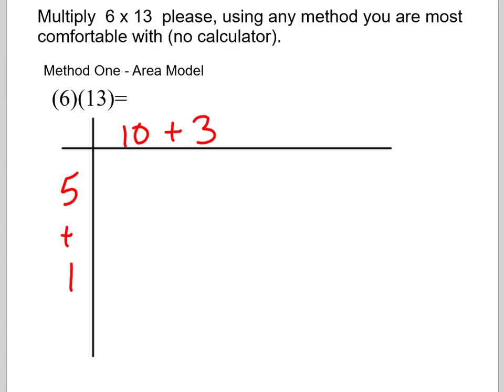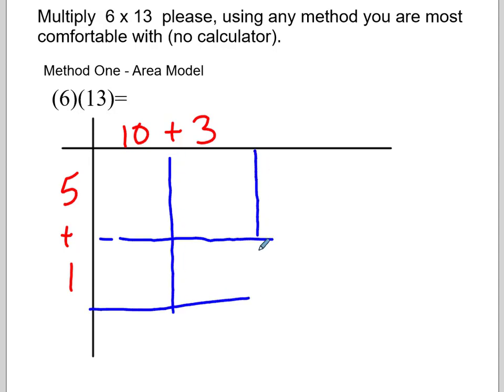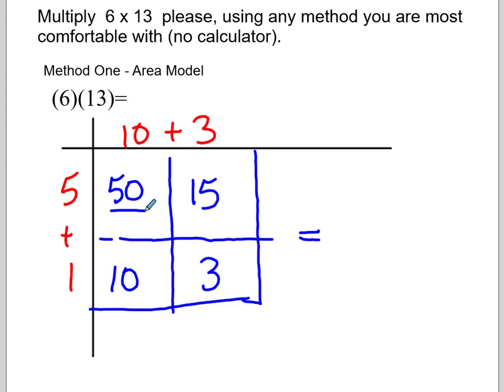So if we do this now, we're just going to cut this up into little squares so it looks like the area model. Now it's not to scale, because 5 times 10, which is this first block right here, would be 50. 5 times 3 is 15. That would be this block. 1 times 10 is the bottom left here, and 1 times 3. Those pieces, when we add them all together, would give me the product of 6 times 13. So 50 plus 10 more is 60, plus 10 more is 70, plus 5 more is 75, plus 3 more is 78. Okay, so there's one method of multiplying 6 times 13.